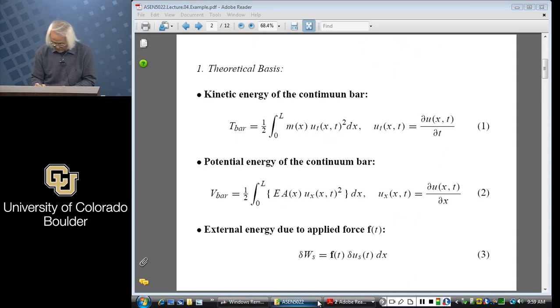And then the external energy is something we already know. I forgot to explain that. This one is the external energy, the virtual external energy, which is a force times the virtual displacement. That's a force, and that's US. You can use any other symbol you want.